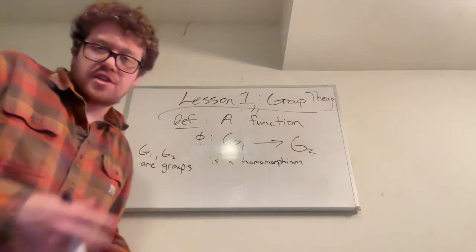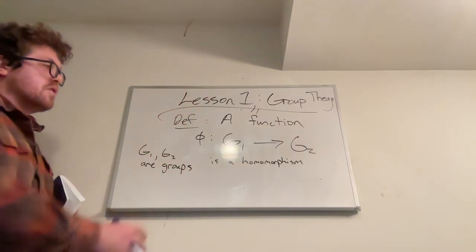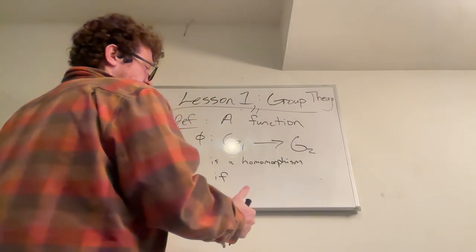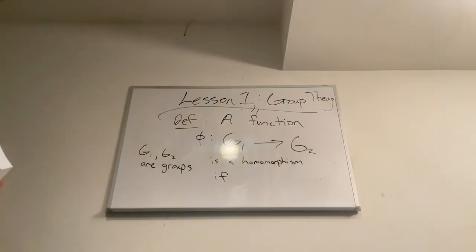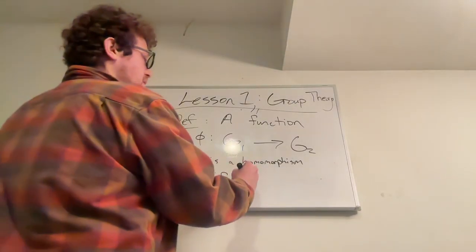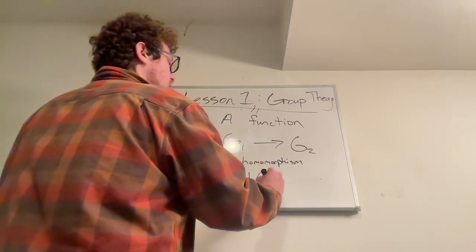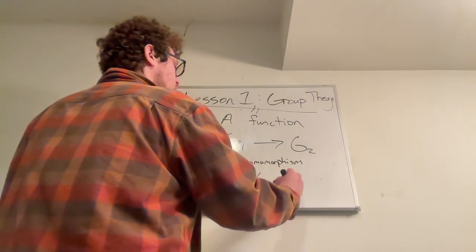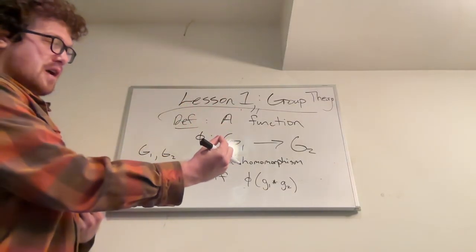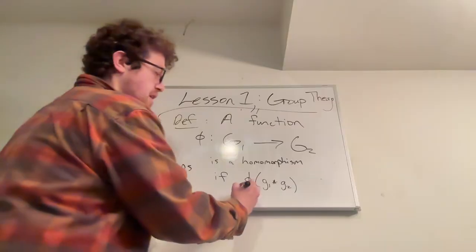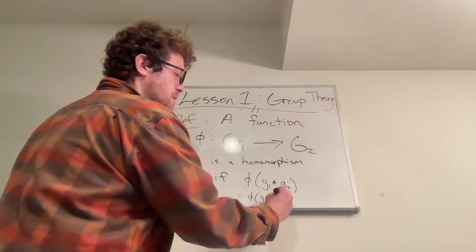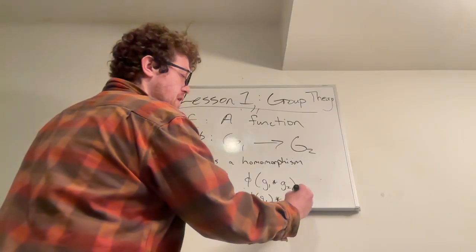Yeah. So basically, it just needs to respect the product, right? So it's a homomorphism if... I just wanted to write down the exact definition since I didn't have it in my notes. But yeah, it is a homomorphism if phi of g1 star g2 equals... So if I take a product of two elements in G1 first, and then I send it through the map, it should be the same thing as if I send the elements through the function first and then apply the product on the other end in the other group.